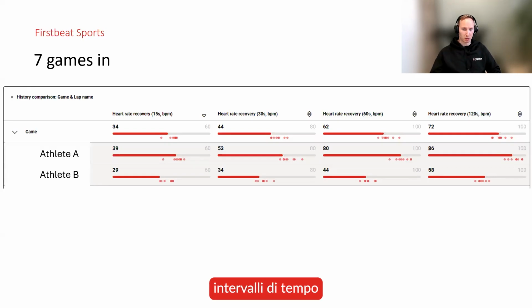You can see already a clear trend here. The heart rate recovery values for athlete A are much higher. For example, on the 60-second time frame, athlete A has 80 beats in 60 seconds, whereas athlete B has 44 beats in 60 seconds. And those are quite normal values for these athletes in the last 7 games recorded.